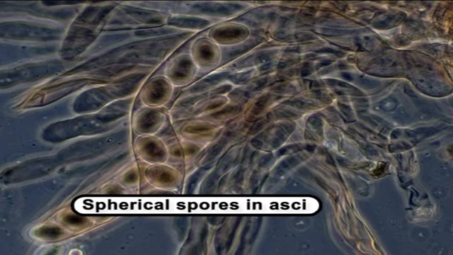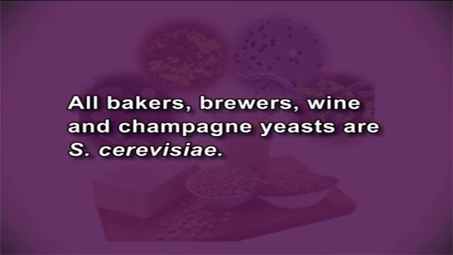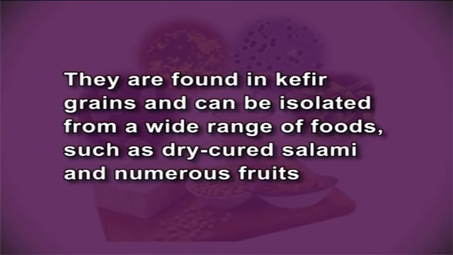Saccharomyces. These ascosporogenous yeasts multiply by budding and produce spherical spores in an ascus. All bakers', brewers', wine and champagne yeasts are Saccharomyces cerevisiae. They are found in kefir grains and can be isolated from a wide range of foods such as dry cured salami and numerous fruits.